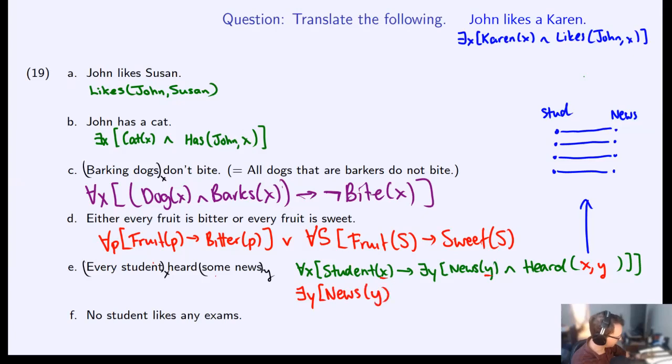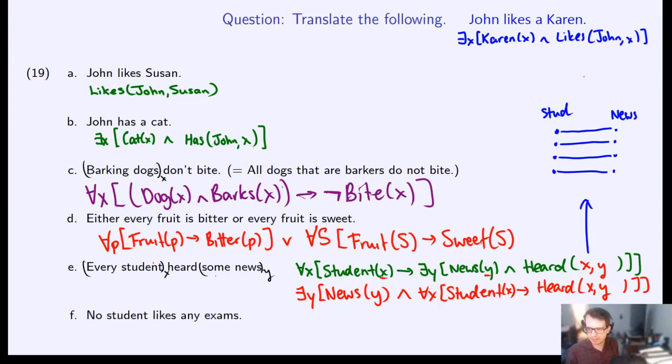So we'll say exists y, news y, and because we have the existential, we're going to use and. For all x, if x is a student, then okay, we're going to do heard again. And who's hearing what? Well, again, x is the student. Oh, sorry, I missed the predicate there. Student is x, and then x heard y. So the student hears the news.